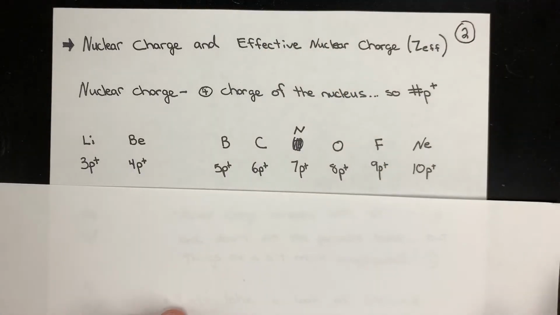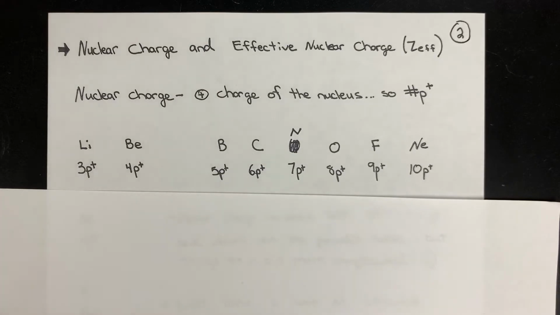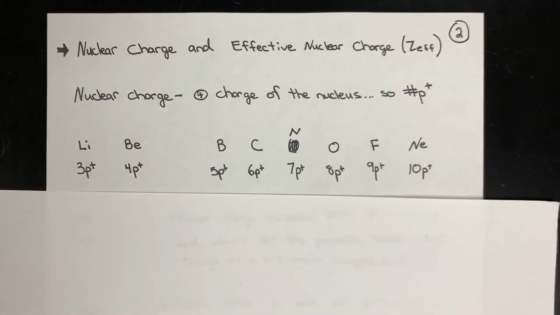So, when we talk about, say, the second row on our periodic table, that second period, as we move from left to right on the periodic table, we find that in going from 3 protons up to 10 protons, obviously the nuclear charge is increasing.